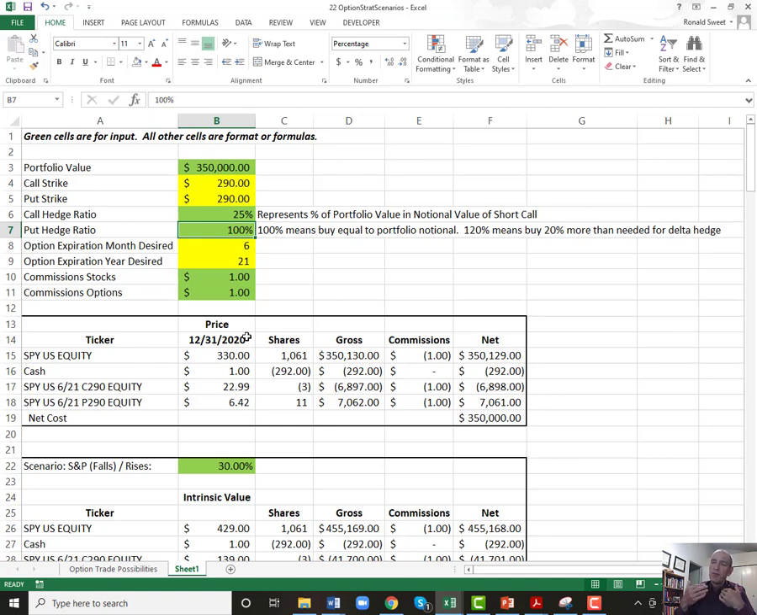Well, if you buy call options and the price goes up, you make money. But if you sell call options and the price goes up, you lose money. So we're actually going to sell call options in this strategy and buy put options. So it's the protected put strategy that we have, but we're going to sell some call options.